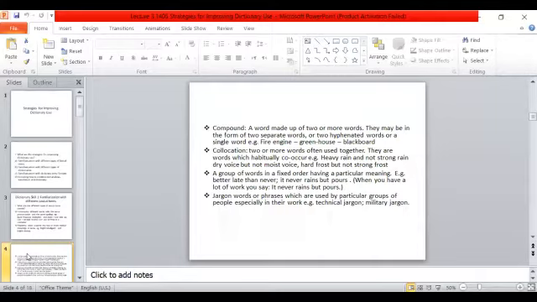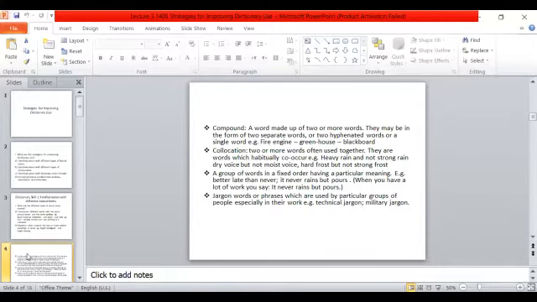Idioms. Idioms are a group of words having a fixed order, having a particular meaning. For example, one of the idioms is better late than never. Another idiom, it never rains but pours. When you have a lot of work, you say it never rains but pours. Or when you have lots of difficulties in life, you say it never rains but pours.